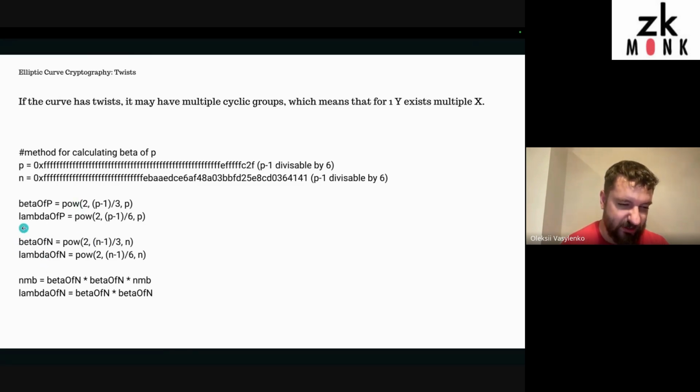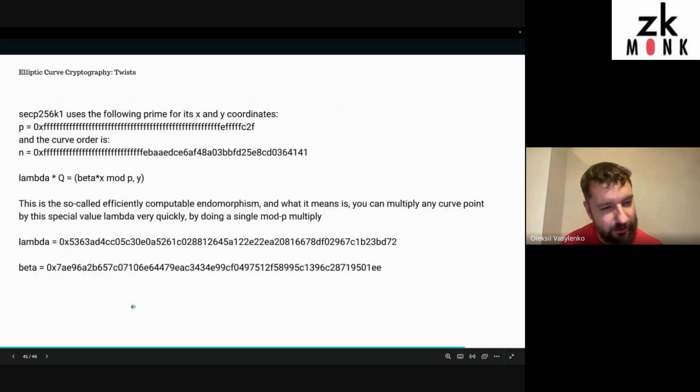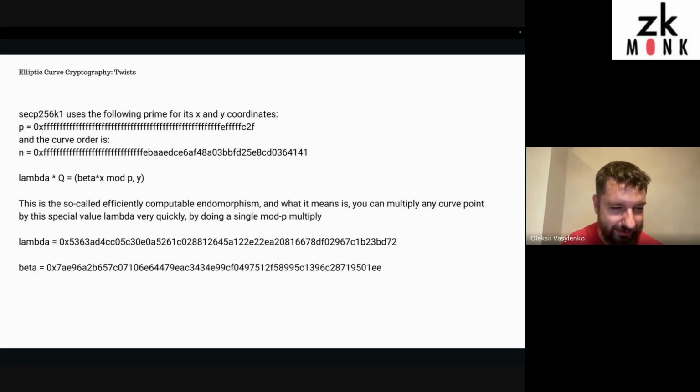So we can calculate specific values like beta of P, lambda of P, beta of N, lambda of N. It means that if we multiply any number by lambda of N or beta of N a couple of times, we come back again to this number. It will be cyclic groups of 3 or 6, depending, and the same for N. But the most fun part: as both are divisible, we can calculate the other coordinates of this cyclic group without modular inversion, which is a very heavy operation that requires multiple steps.